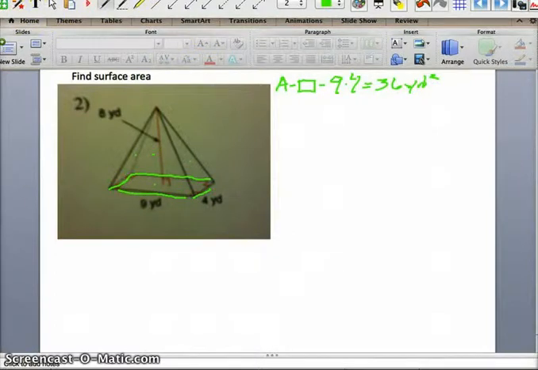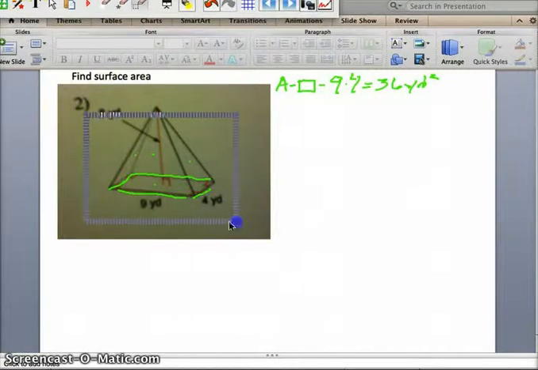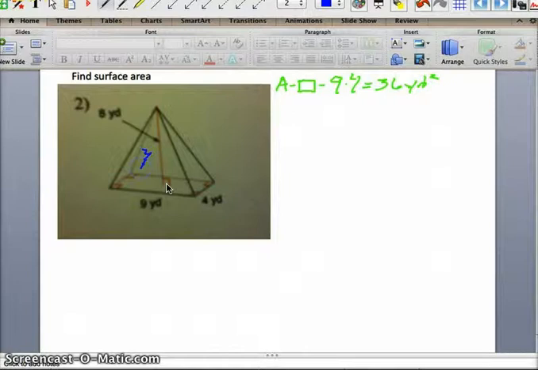Let me make a little bit of an eraser here, get rid of some of this. All right, now let's go back. Now the next thing I want to find, let's change my color, let's get blue here. Next I want to find the area of this front here, this triangle right here. Let me outline this triangle. I want to find the area of that triangle right there.